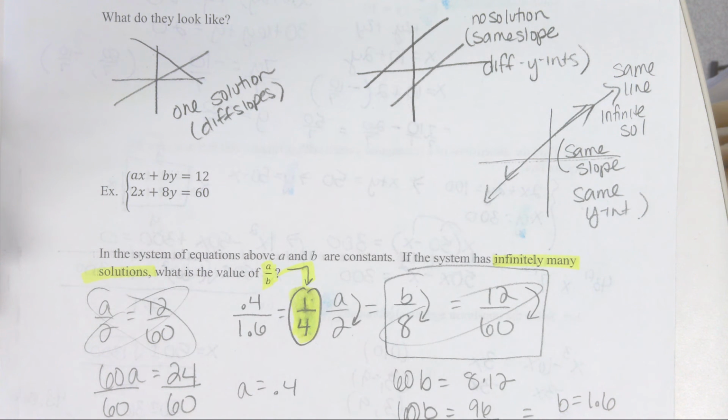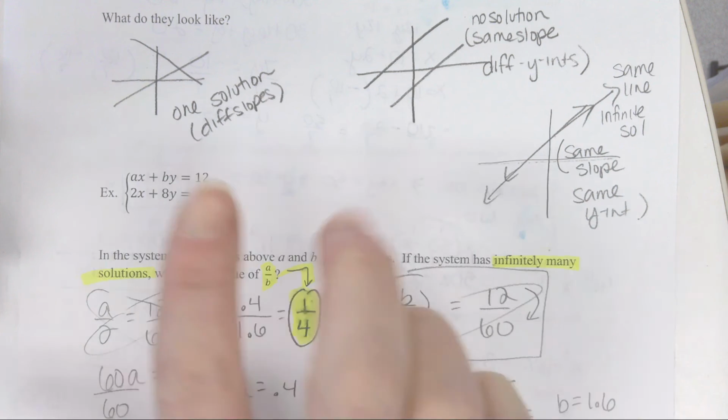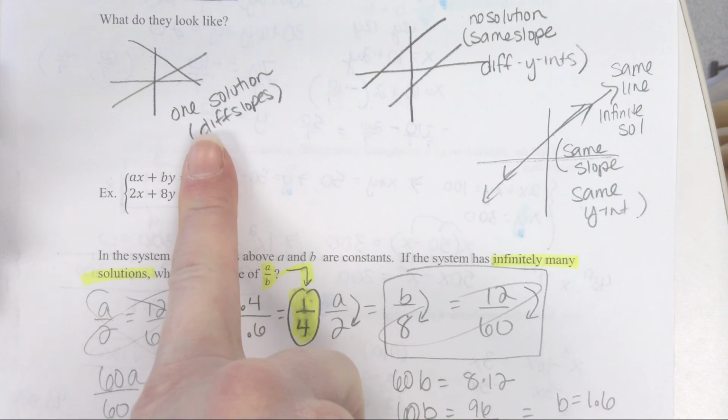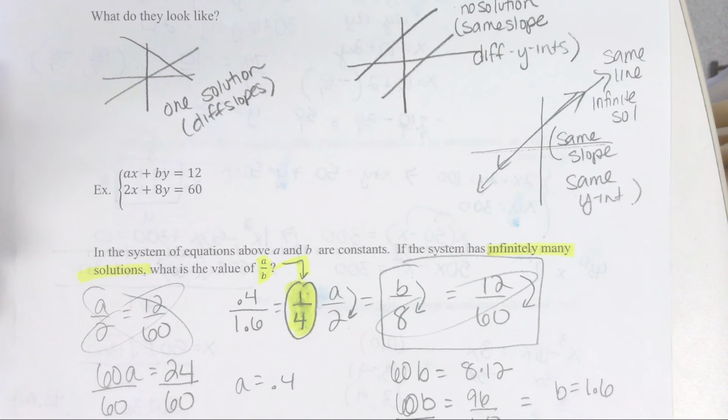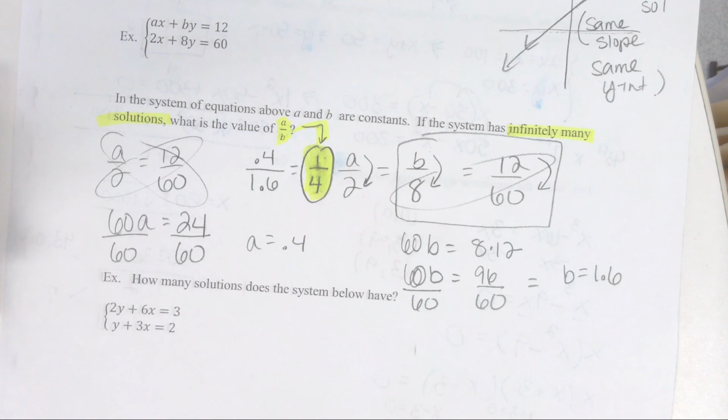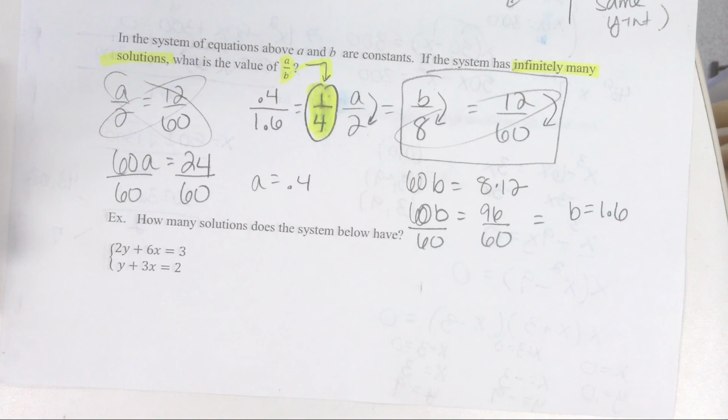What if there's no solution? If there's no solution, I have to give you one of the A or the B, because the y-intercepts, which would end up being over here, would be different. Well, I'll show you some more of those. Oh, I have a little handout. And we'll do some of that. How many solutions does that have?